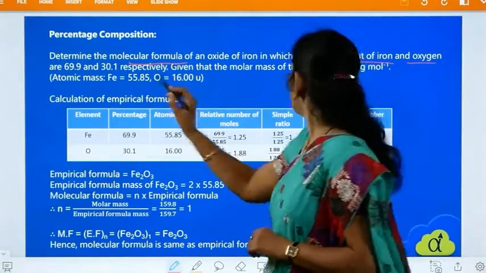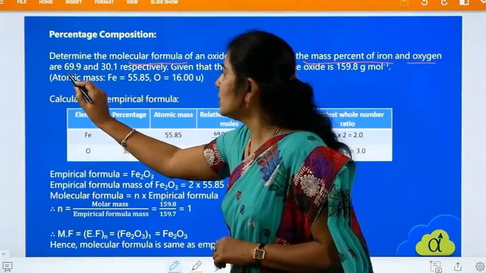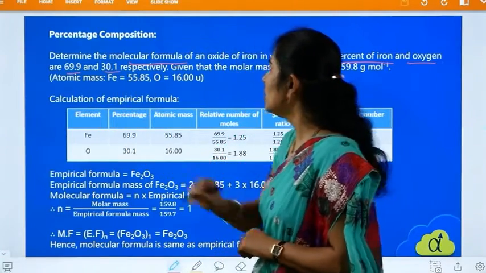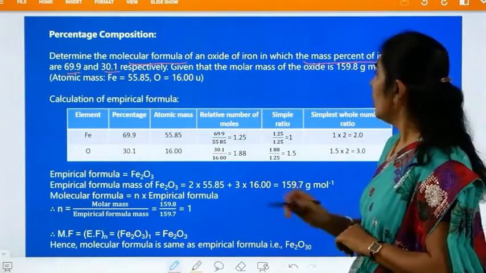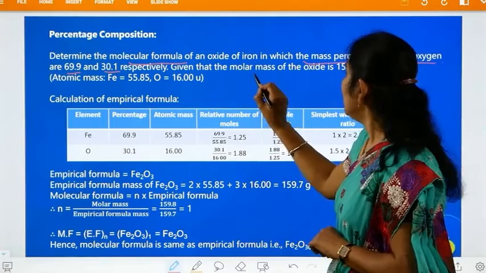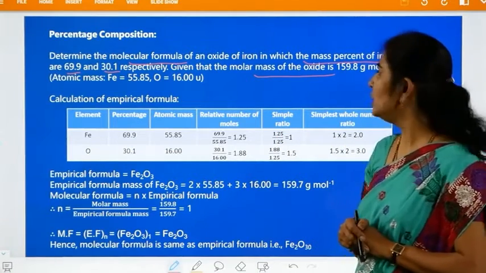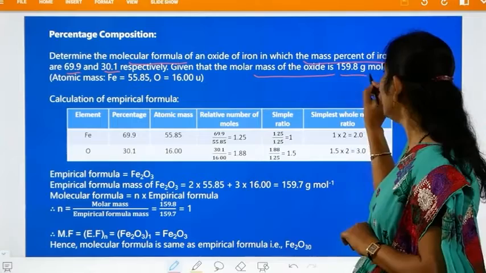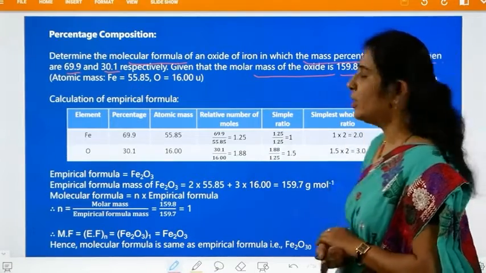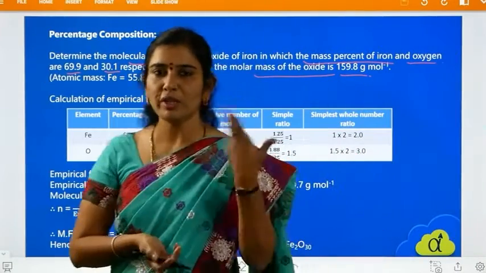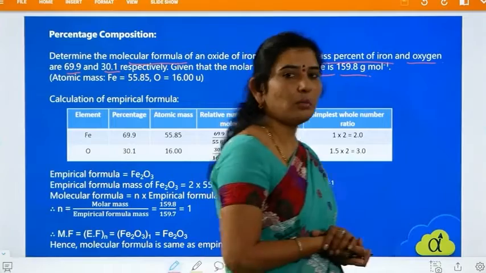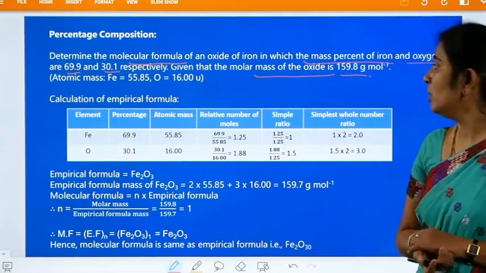See here, the mass percentage of iron is 69.9, and oxygen is 30.1. If that is the case, the molar mass of the oxide, I mean iron oxide, is given. Molar mass of iron oxide, how much here? 159.8. That means a metallic oxide is given. That is the molar mass of the given compound.